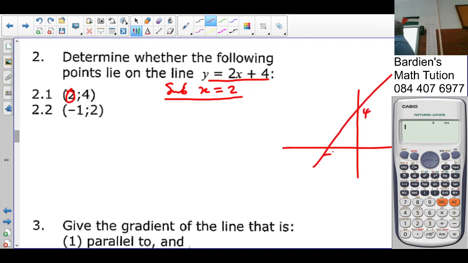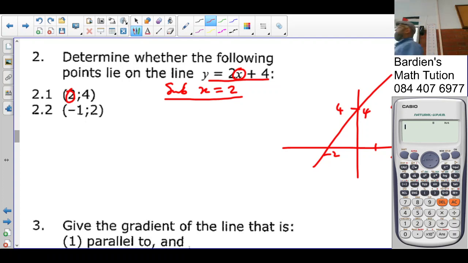This line is going to look like this here, and I plot 2 and 4. You see where 4 is. But we must not always draw the stuff. We must do the calculation. So if I substitute 2 into x and I get 4 out, which is the y value, then it means it lies on the graph. If I get any other value, then what does that mean? It does not lie on the graph.